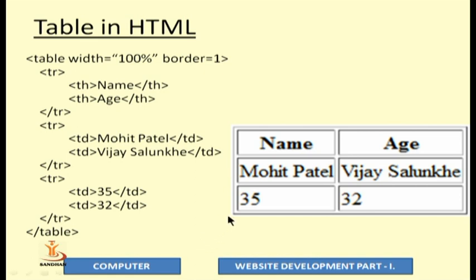In this example, I've shown one table. This table has 3 rows and 2 columns. Here you can see this is the first column, this is the second column, and 3 rows: first row, second row, third row. So to design this kind of table, what do we need to write in HTML?